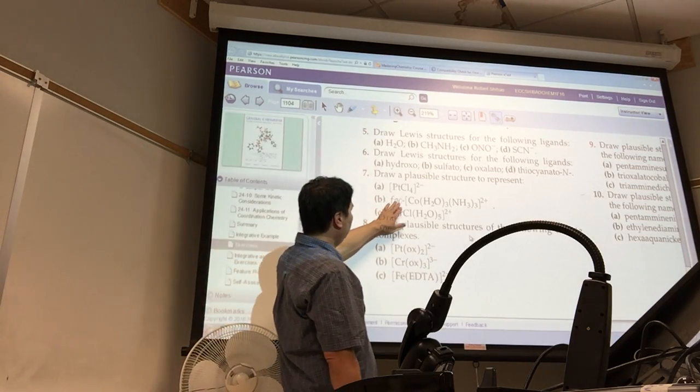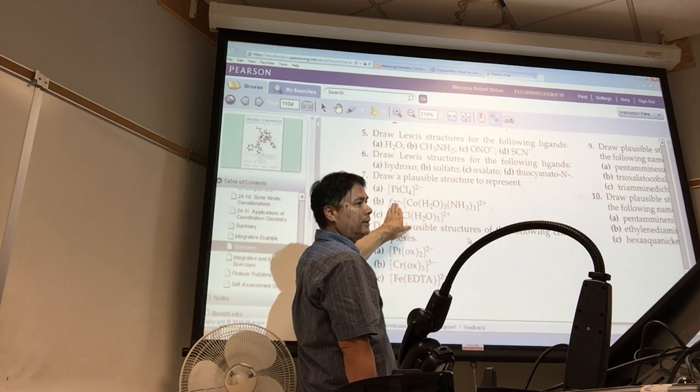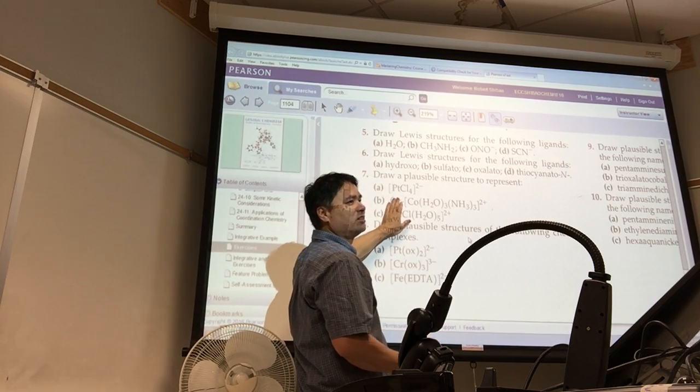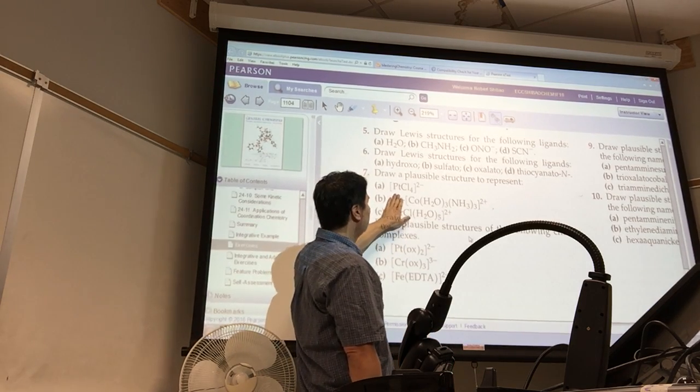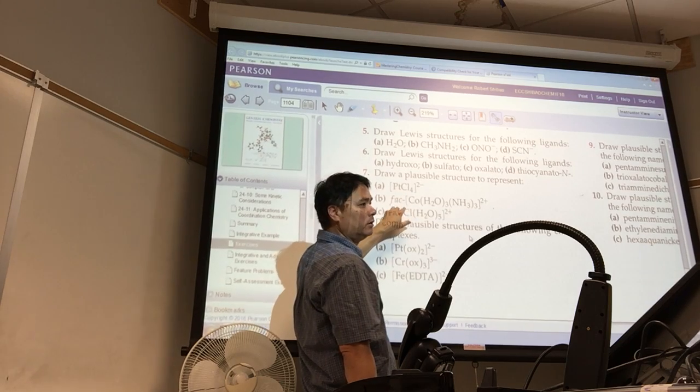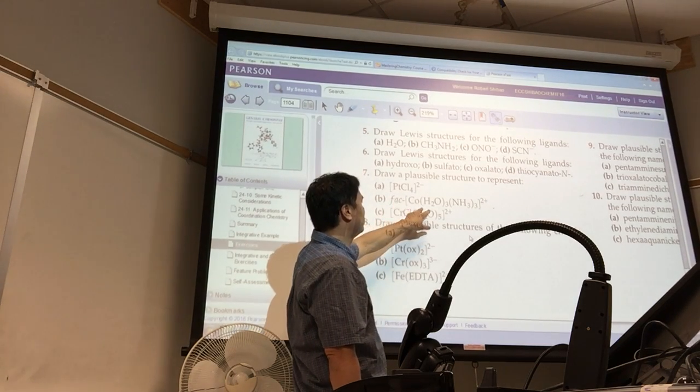Okay, this little prefix here, FAC, tells us about the structure. This is a facial isomer. So we can ignore this, but sometimes you'd include it in the name, the facial form of this.